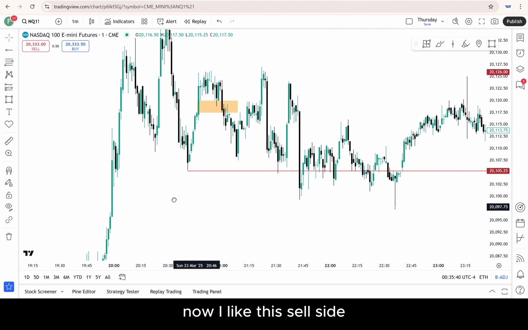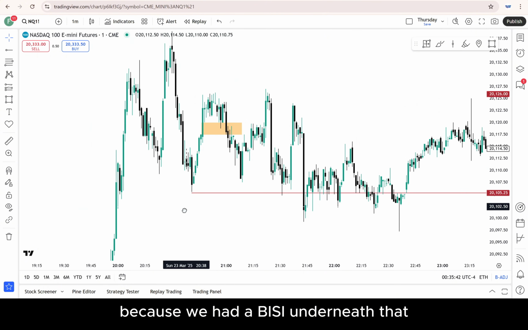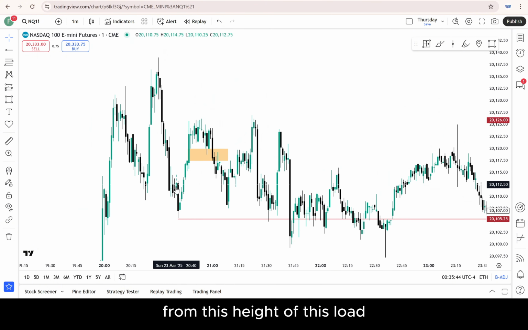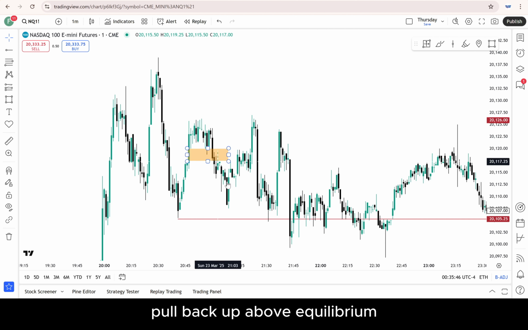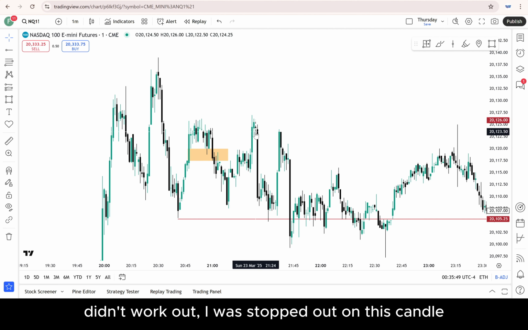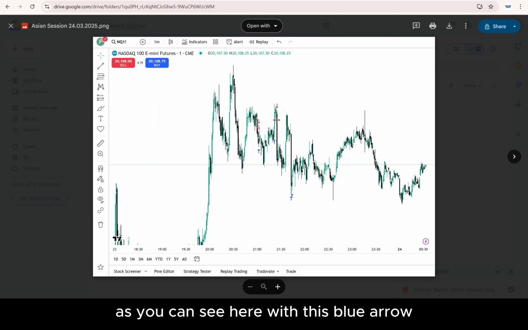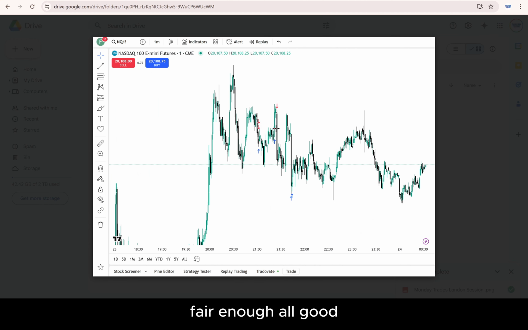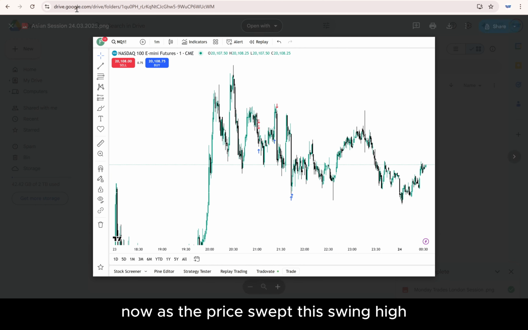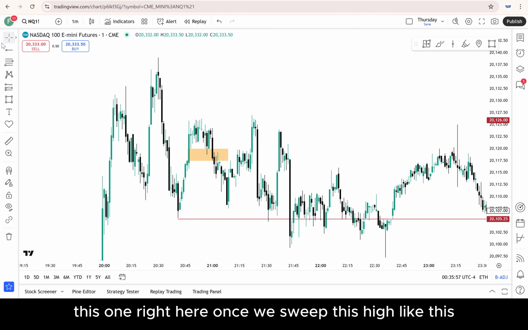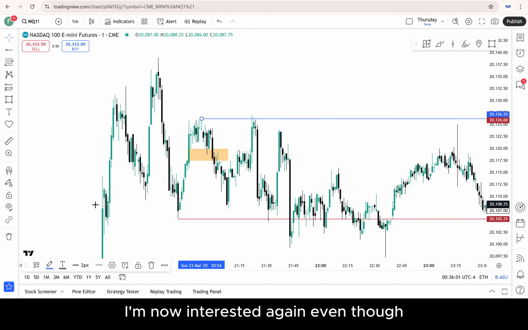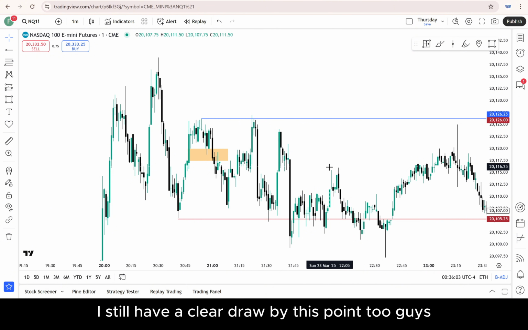Now I like this sell side because we had a busy underneath that and we're working in this range from this high to this low. It pulled back up above equilibrium. Didn't work out, I was stopped out on this candle, as you can see here with this blue arrow. Fair enough, all good. Now, as the price swept this swing high, this one right here, once we sweep this high like this, I'm now interested again. Even though we're not in the macro, I still have a clear draw.